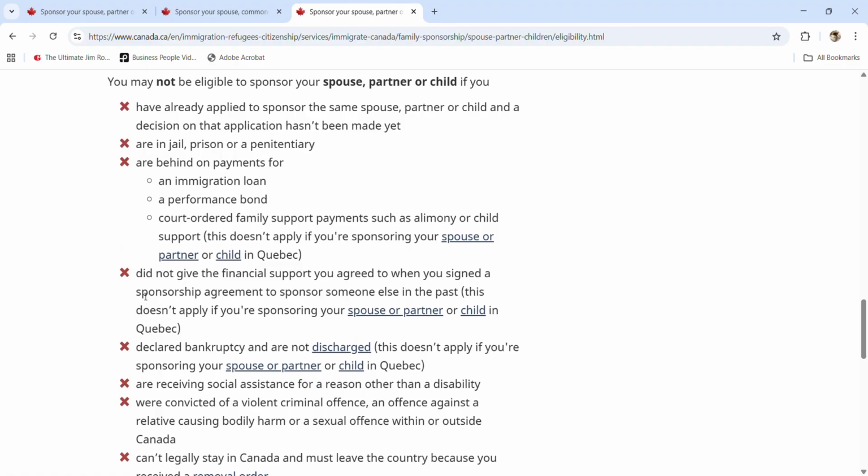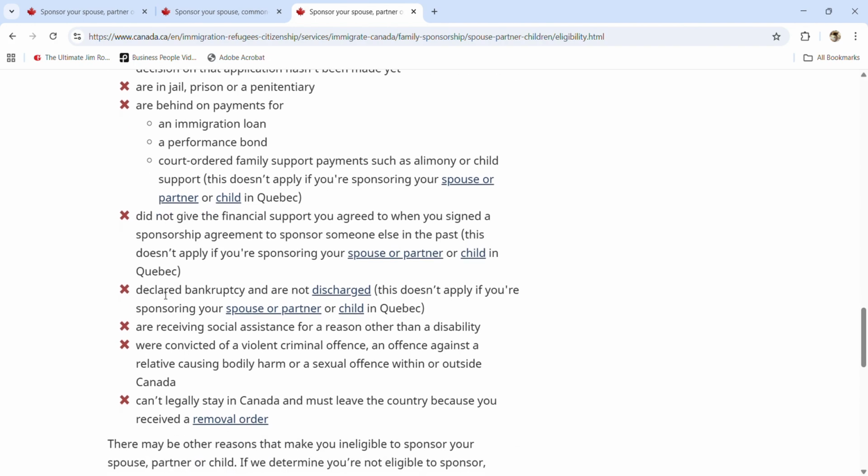And then next, you did not give the financial support that you agreed to when you signed a sponsorship agreement to sponsor someone else in the past. So before, if you signed but you did not follow through, then you can't sponsor anyone for now. Okay, you declared bankruptcy and are not discharged. You are receiving social assistance for reasons other than disability, all right? For example, in Ontario, if you are a receiver of Ontario Works, other than for disability, then you can't sponsor.